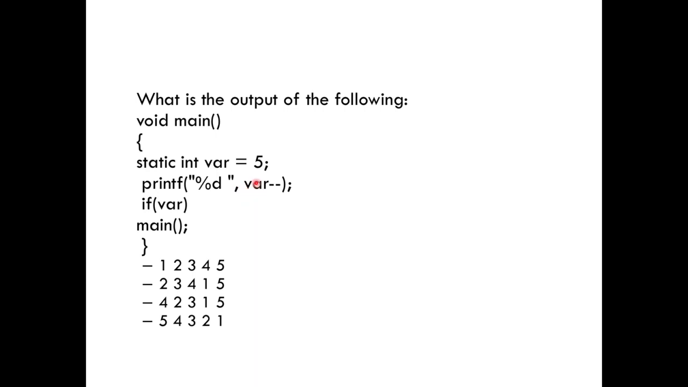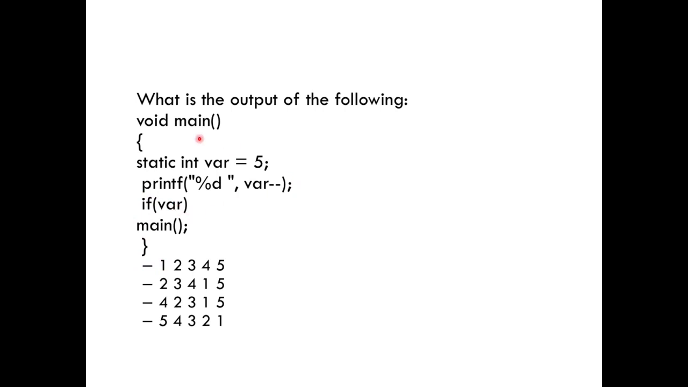When var comes as 1, it will display the value as 1. Then again it will be decremented. It has to decrement, right? Now what is var? 0. So 0 means it does not execute the main function. It does not call the main function. So it will come out. That means termination, because 0 is false, and false means termination.